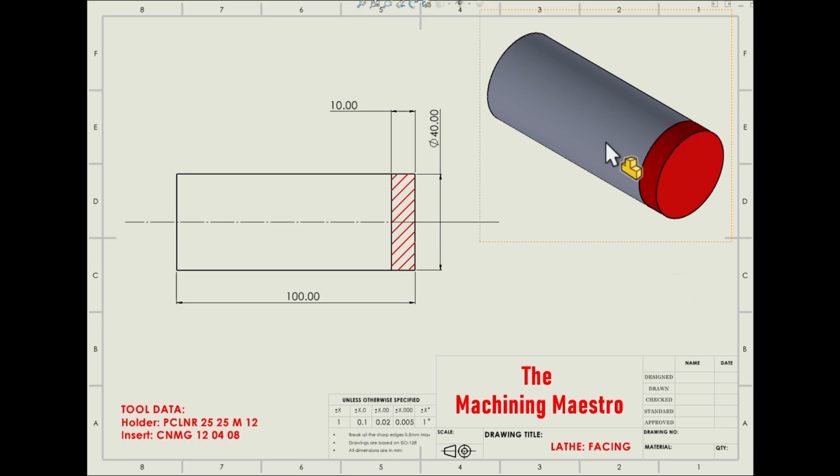From this model, you can notice that this red highlighted portion is the amount of material we are going to remove through the facing program. And from this orthogonal view, you can see that this red hatched portion is the material we are going to remove. The raw material dimensions are also available here. The raw material is 40 mm in diameter and 100 mm in length, and the amount we are going to remove through facing is 10 mm. And this is all about your data.